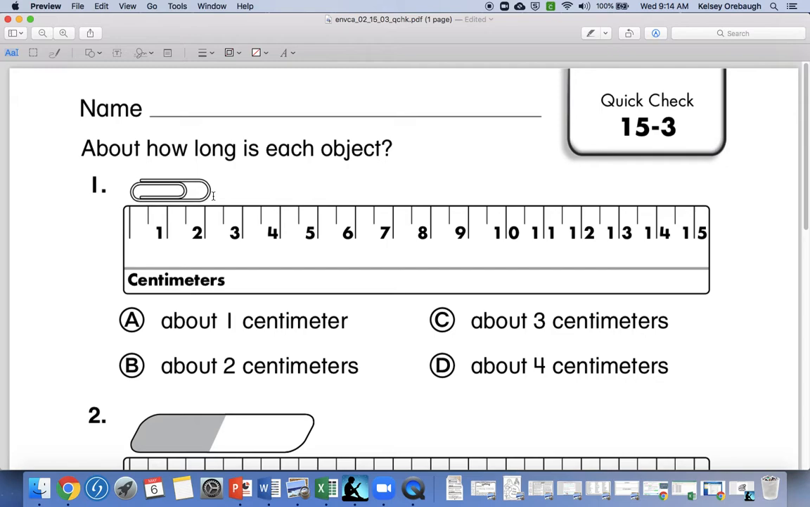So we can say that the paper clip is between 2 centimeters and 3 centimeters long. Let's use that halfway marking as our guide to tell us whether or not the paper clip is closer to 2 or 3 centimeters. I can see here that the paper clip is not quite at the halfway mark between 2 and 3. It is shorter than the halfway mark, so I use the smaller number. I am going to say that this paper clip is about 2 centimeters long. That would be B.